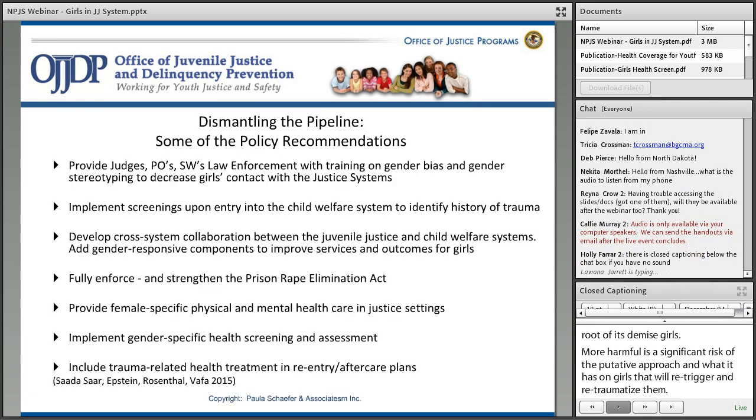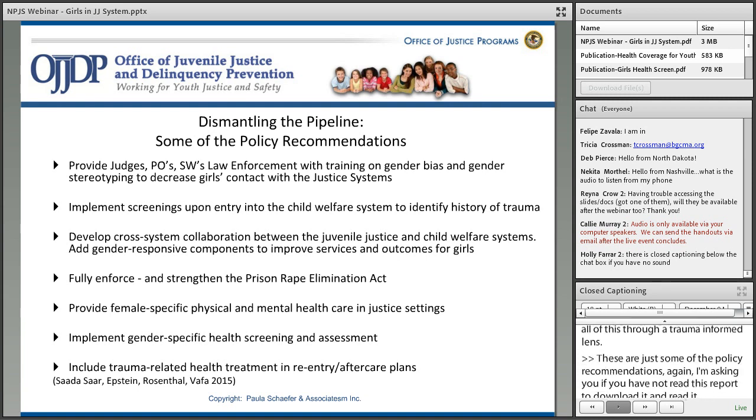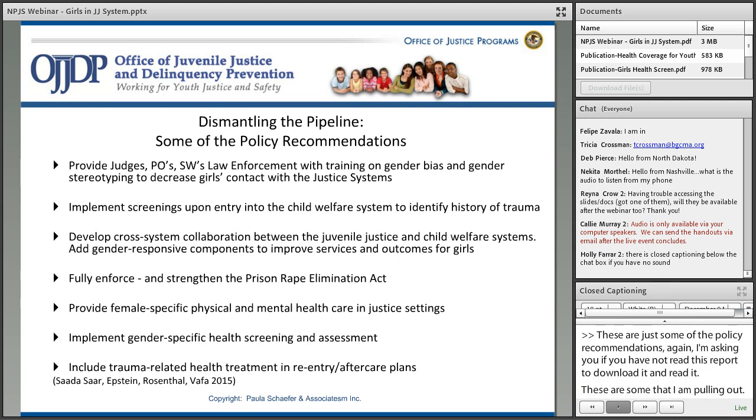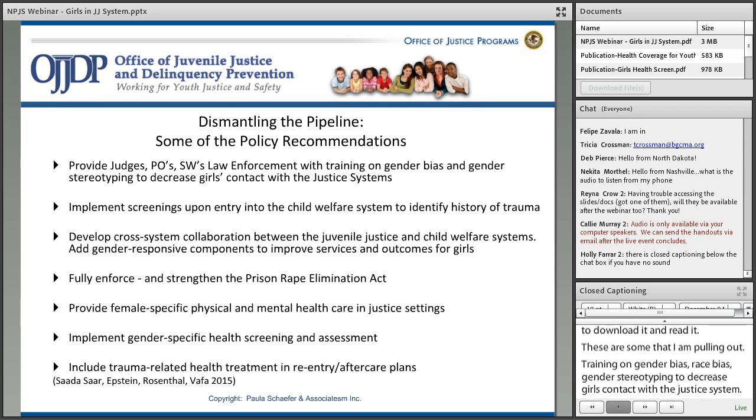Okay. Now, these are just some of the policy recommendations. Again, I'm asking you all, if you haven't read this report, to download it and read it. These are just some of the ones that I'm pulling out as highlights. It's about training on gender bias, race bias, gender stereotyping to decrease girls' contact with the justice systems. It really is talking about doing trauma screens in not only child welfare, but also in juvenile justice. If we really want to get at the root causes of why they come into our systems, then we need to really raise the bar on our screening tools and our assessment tools to identify those issues.